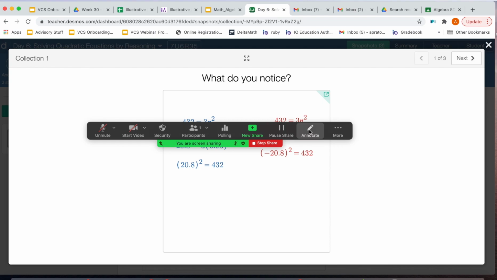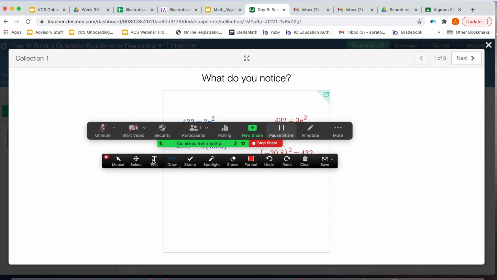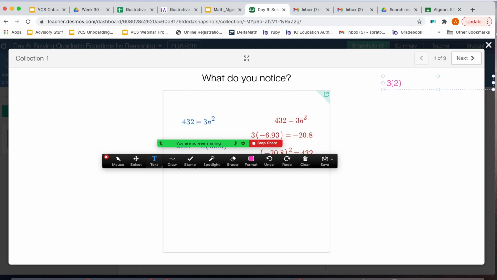You can give them a real situation that shows this, right? So if I had 3 times 2 squared, what would I do first? I would do 2 to the second power and then multiply by 3. Why? Order of operations says we do exponents before multiplication. Oh, so we should find a number that squares and then multiplies by 3 to give me 432.